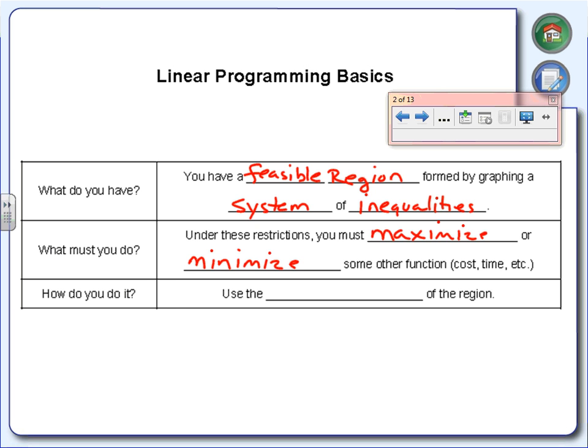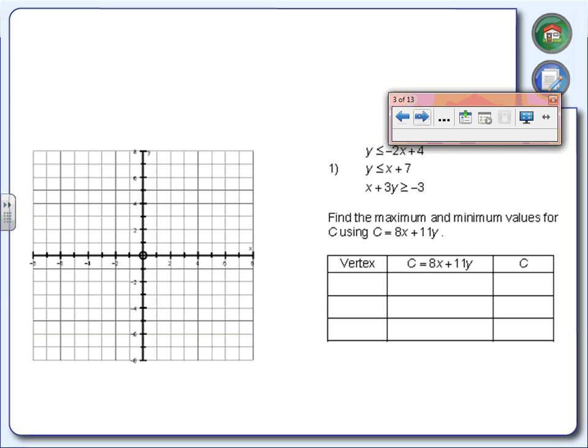It says, how do you do it? Well, it says you're going to use the blank of the region. We're going to use the vertices. And when I say vertices, that's just referring to where the lines intersect, where they meet up. Okay. So the feasible region is that dark shaded area that we talked about yesterday. What we're going to be looking for is a maximum and a minimum. And those maximums and minimums can be found by looking at the vertices. All right, so let's take a look at an example here.